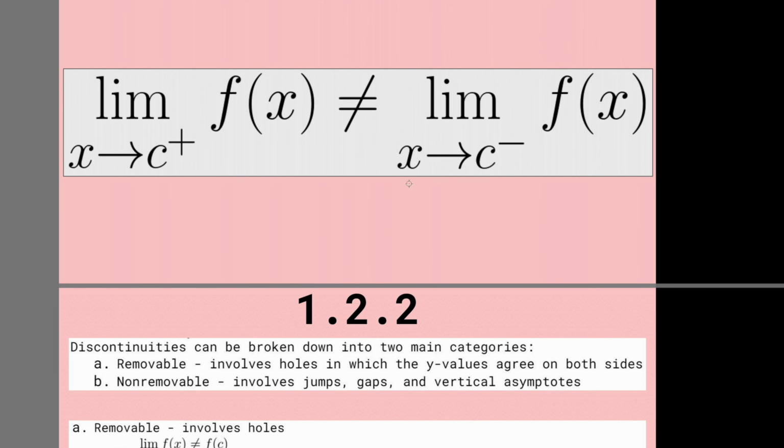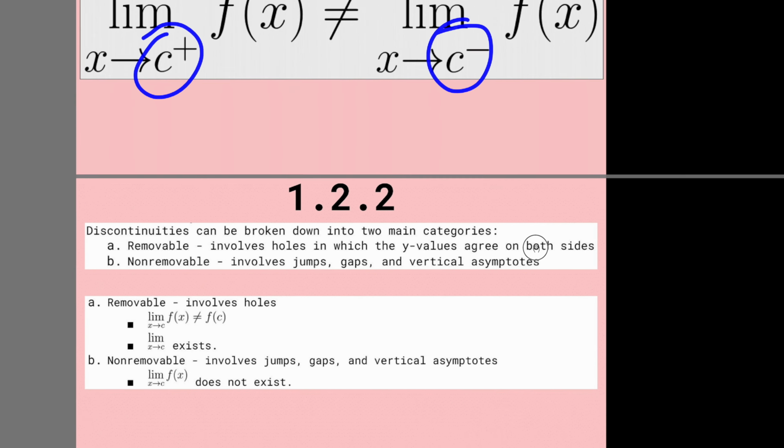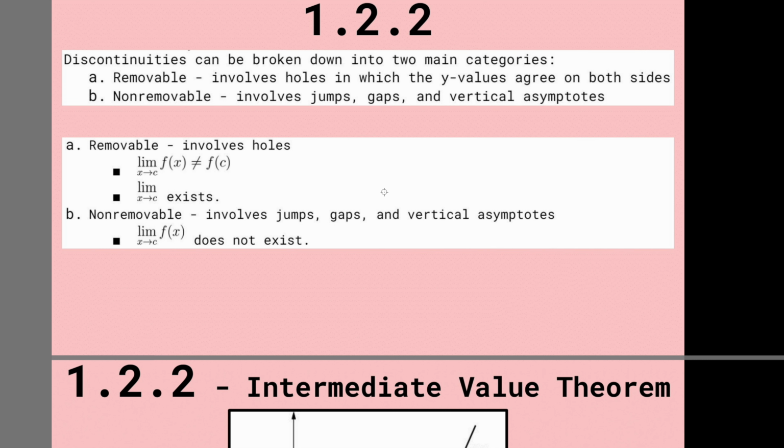Non-removable, on the other hand, that's when the limit on one side does not equal the limit on the other. It doesn't even matter what f of c is. So that's a jump discontinuity or a vertical asymptote or an infinite discontinuity there. Here is what I basically just said all broken down. Discontinuities can be broken into two main categories, removable and non-removable. Non-removable is just that jump discontinuity and infinite discontinuity. Removable involves holes; non-removable, jumps, gaps, vertical asymptotes. Make sure you understand that.